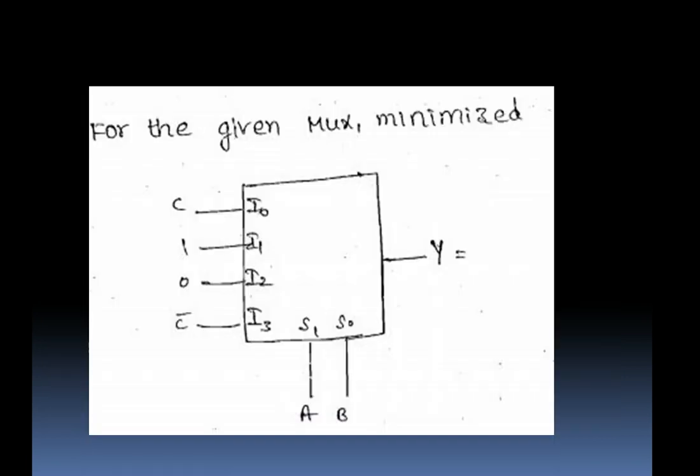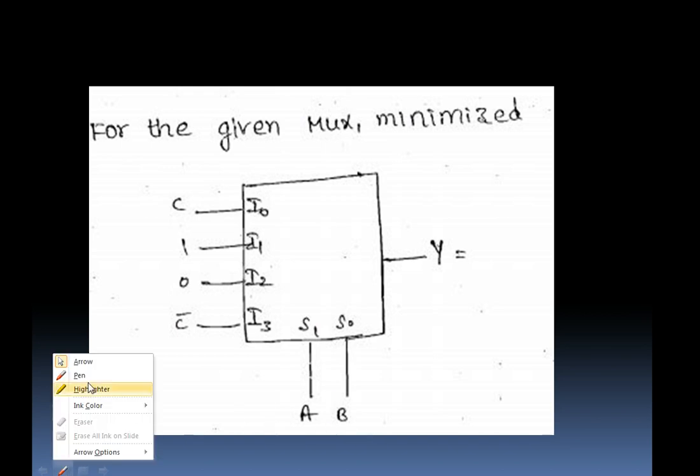So here comes the next question, the same procedure. Here also we are having two selection lines, so we are getting the 4 possible combinations. Those are 0 0, 0 1, 1 0, 1 1. Whenever A and B are 0 0, I naught is selected. A and B are 0 1, I1 is selected. 1 0, I2 is selected. 1 1, I3 is selected.